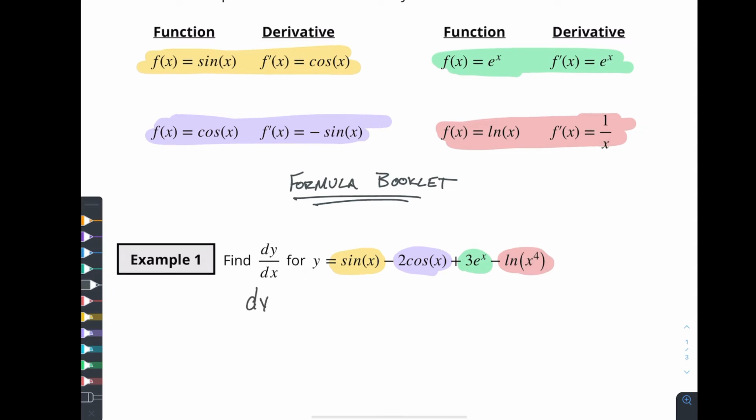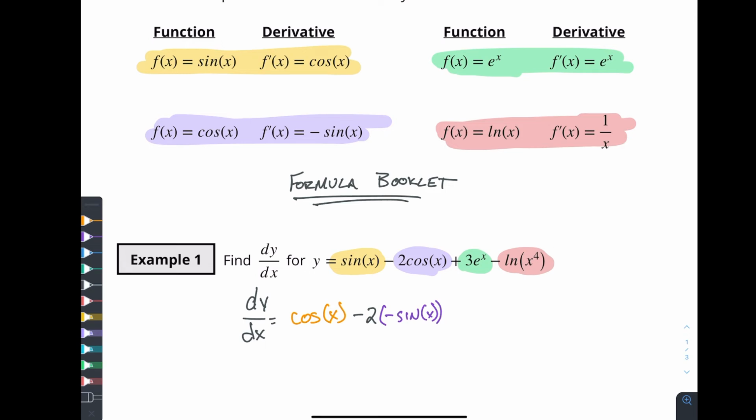So the derivative of y with respect to x, let's take a look. The derivative of sine x is going to be cosine x. So here we've got cosine of x. And then we're going to use our constant multiplier rule. We've got minus 2. If we've got a constant times a function, we take that constant and multiply it by the derivative of that function. So the derivative of cosine is negative sine x, so then we've got a minus sine x here.